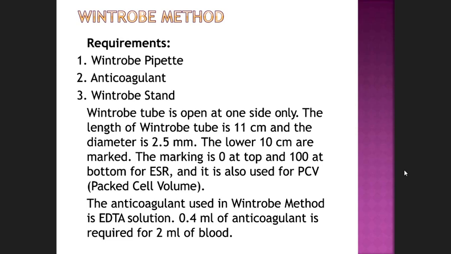The anticoagulant used here is EDTA. That's the difference: in Westergren we use citrate, and in Wintrobe we use EDTA solution. This is an important question. You are usually asked what the different anticoagulants are for Wintrobe and Westergren. You should remember that, especially as many examiners ask it in the viva. They will specifically ask which anticoagulant is used in Wintrobe and which in Westergren. So you definitely should remember this, and there should be no confusion about it.